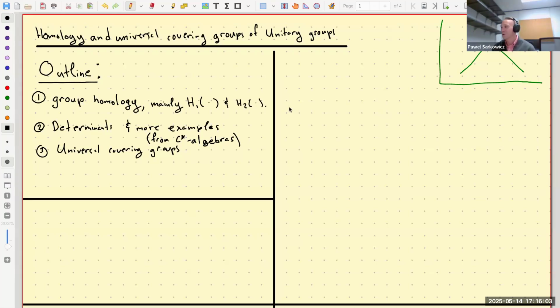And in the third part of the talk, we'll talk about the universal covering groups, which are from algebraic topology. And there's this question of whether or not some universal covering group is perfect, and I'll give an answer. And we'll talk about what all the universal covering groups of unitary groups of von Neumann algebras are. Yeah, let's get started.